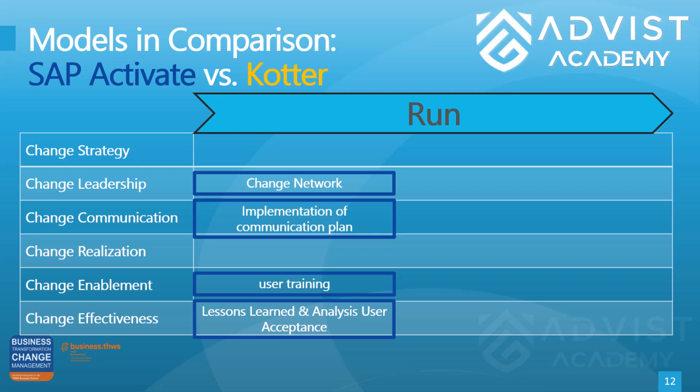In the final Run phase, the change is permanently anchored in corporate culture, as per Kotter Step 8. This includes continuously learning from resistance and systematically promoting successful employees and placing them in key roles, in line with Kotter Step 7.